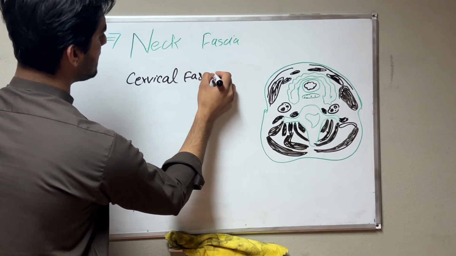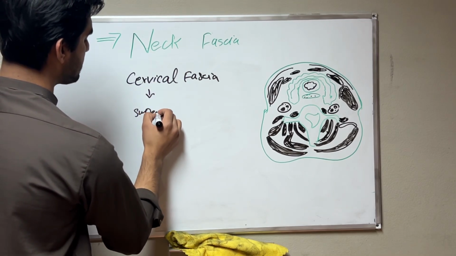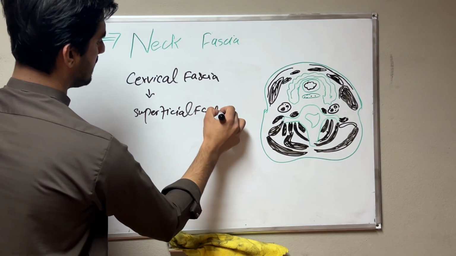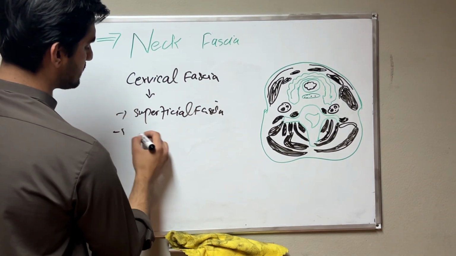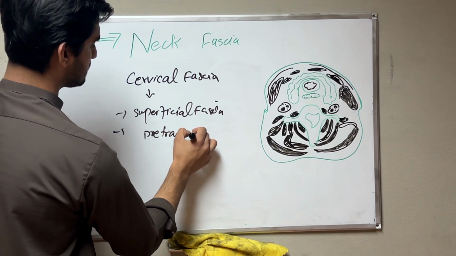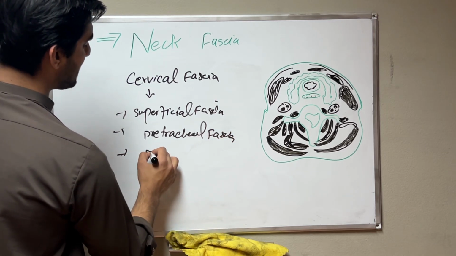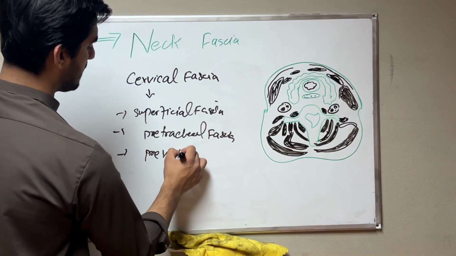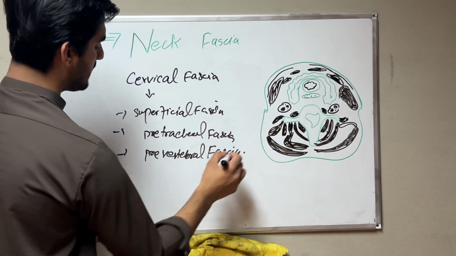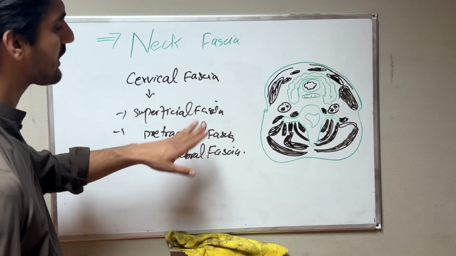This cervical fascia is going to divide into three main fascia: the superficial fascia, then the pretracheal fascia, and third, the prevertebral fascia. Now I will show how this cervical fascia layer covers the muscles.